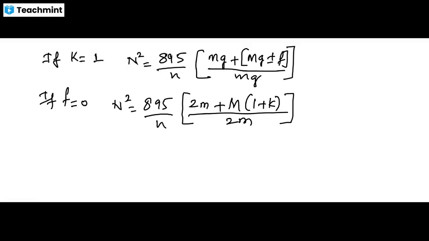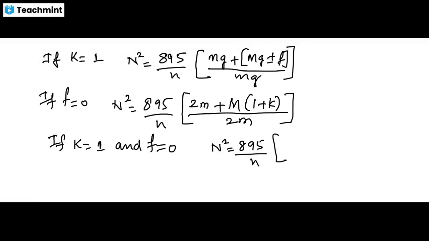Suppose k equals 1 and frictional force is equal to 0, what equation will we get for speed? N square equals 895 divided by h, in bracket small m plus capital M divided by small m. You need to remember these three equations, right?